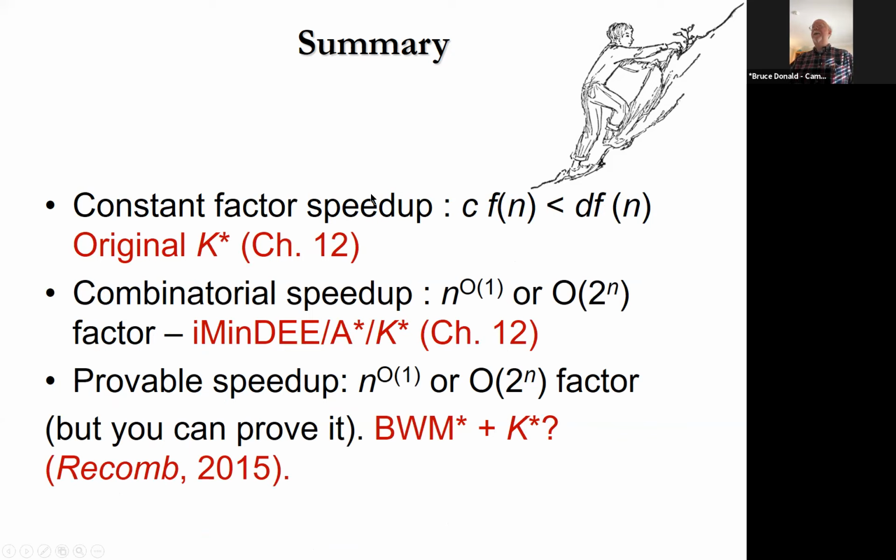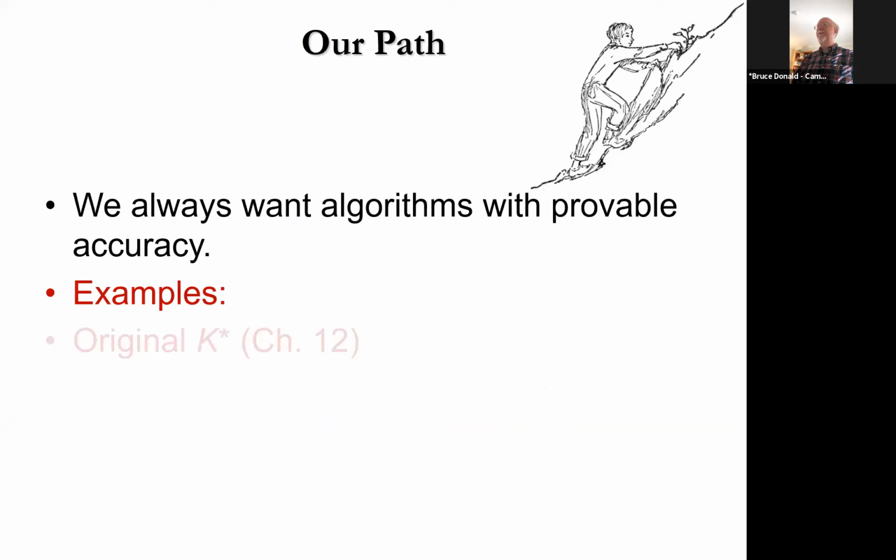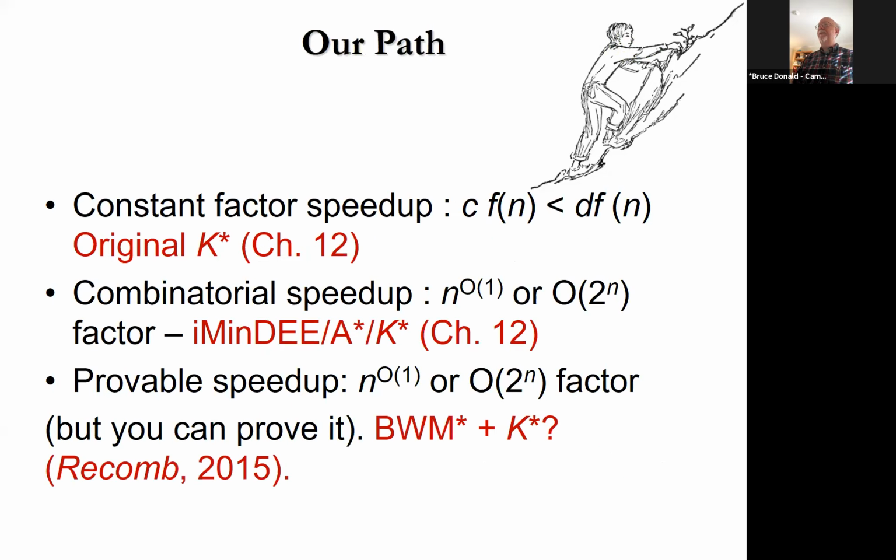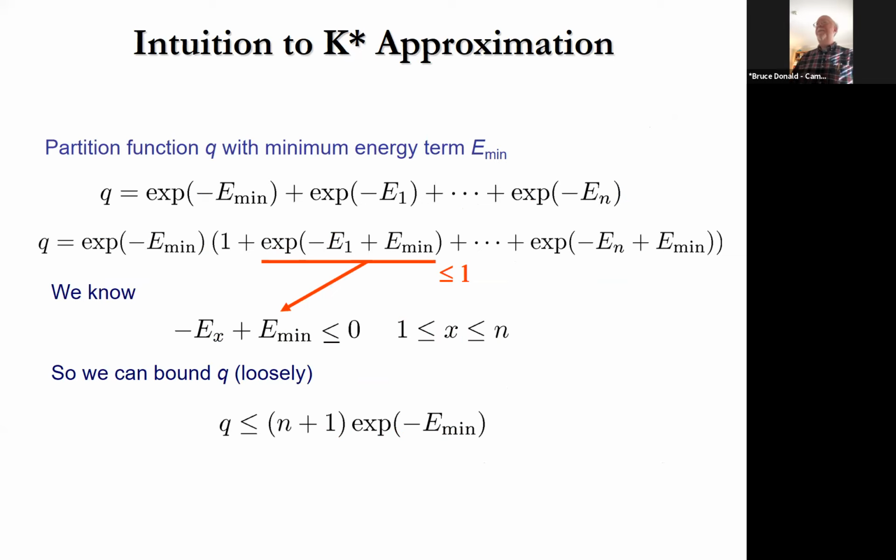And again, to summarize these, we talked about constant factor speed ups. That's the original K-star algorithm, which is in chapter 12. We have a hint of combinatorial speed up. The basic trick here is as follows, and this is the trick that I showed you. In the original K-star algorithm, let's actually look at this. These energies here are not sorted in any way. It's just, you know that they're coming. You haven't computed them yet. And they can be in any order whatsoever.